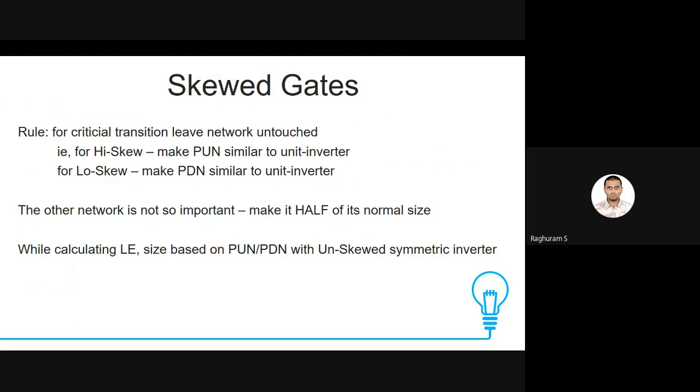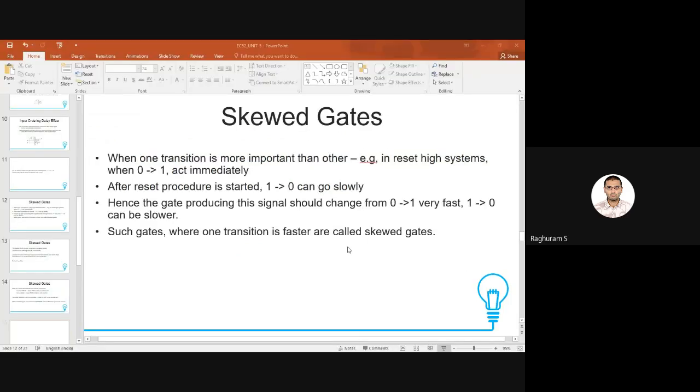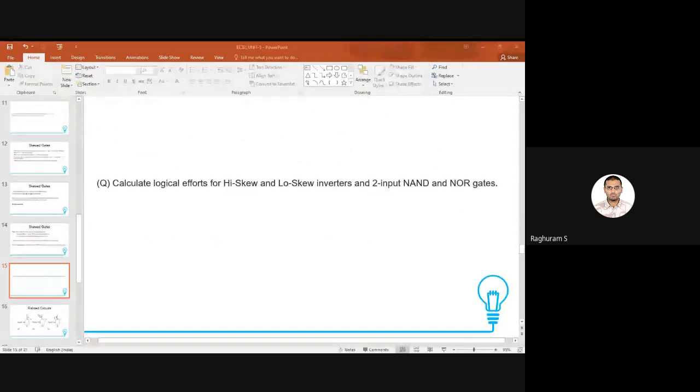We are going to increase the time for the non-critical transition, but like I said, nobody cares about that transition for these particular skewed gates. And by doing that, we will improve the logical effort somehow. Okay, so let's go back. Start with an inverter, low skew, high skew, and then we'll do step by step for all the gates.